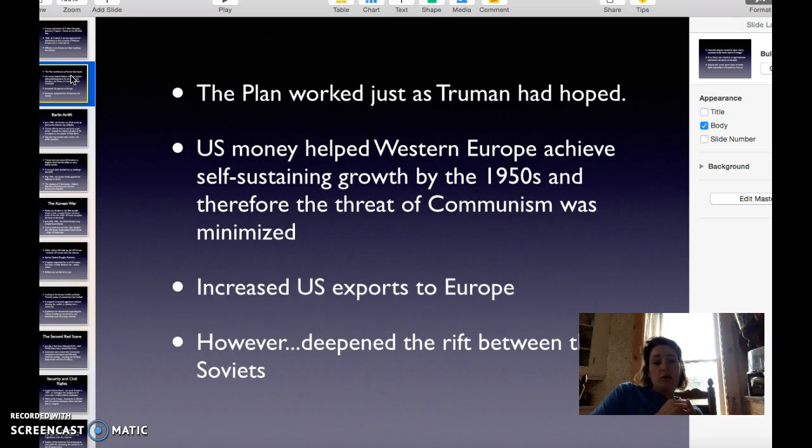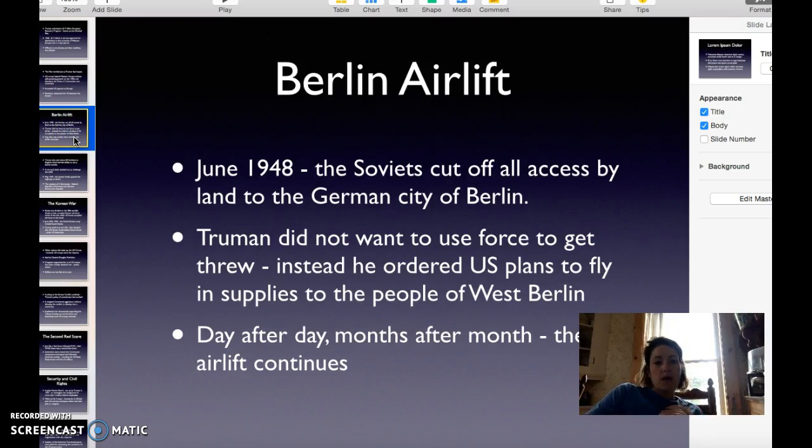The U.S. money helped Western Europe achieve self-sustaining growth by the 1950s, and therefore the threat of communism was minimized. Also as a result, there were increased U.S. exports to Europe. However, the downside is that this does deepen a rift and animosities between the United States and the Soviets, obviously. Okay, we're going to look at the Berlin airlift.